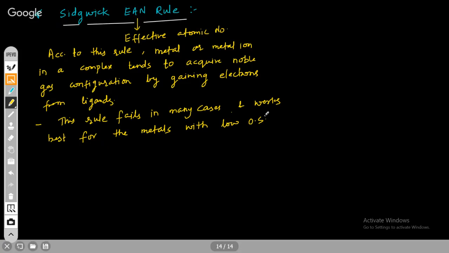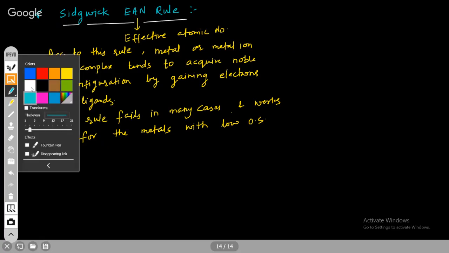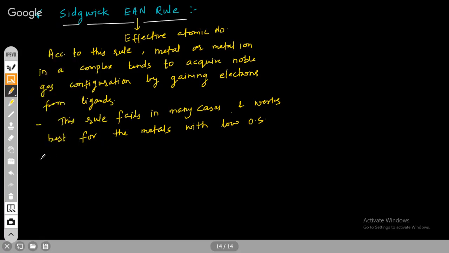Correct? So for example, if you have to find out the effective atomic number, what is it? Effective atomic number, EAN, is actually the total number of electrons, or the net number of electrons, of the metal or metal ion in the complex in which the metal is present. What is the total number of electrons we have? That we'll see.